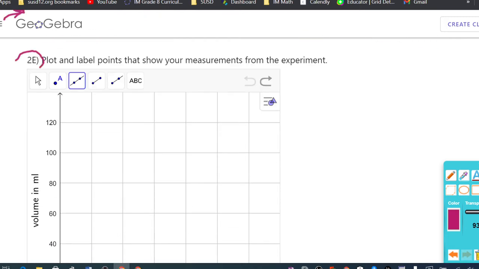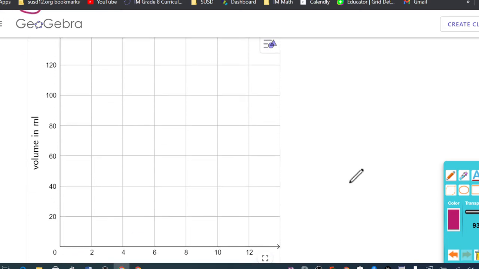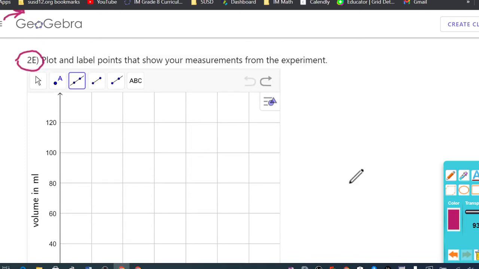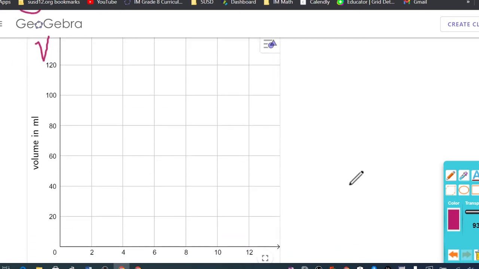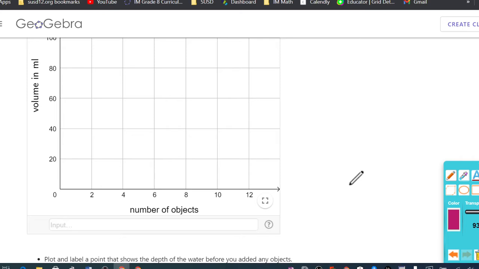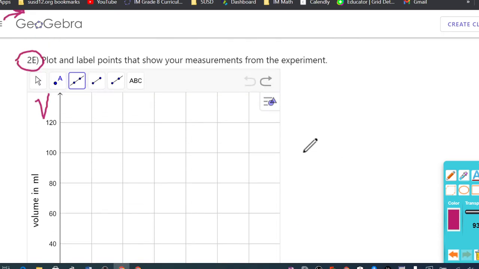2E. Plot and label points that show your measurements from the experiment. Okay, the y-axis is volume in milliliters. We'll just call that V. The x-axis is number of objects or number of marbles. There, I'll label that X. Now plot the points on your graph.